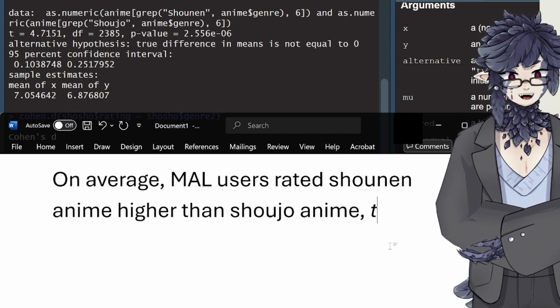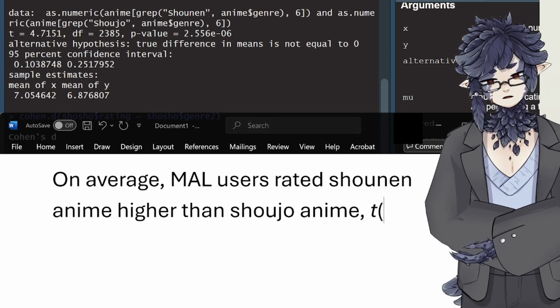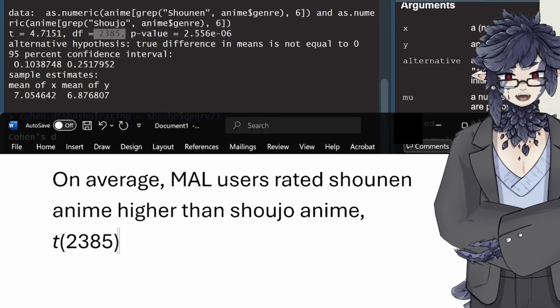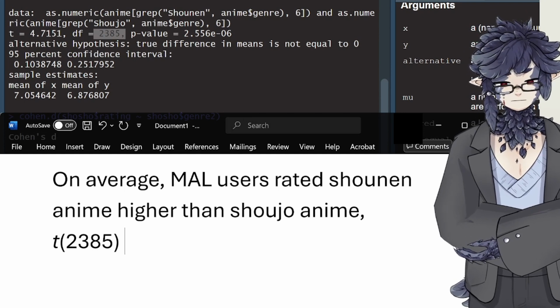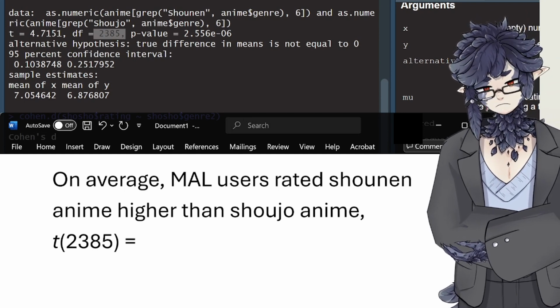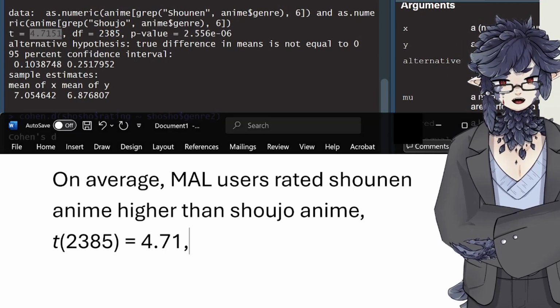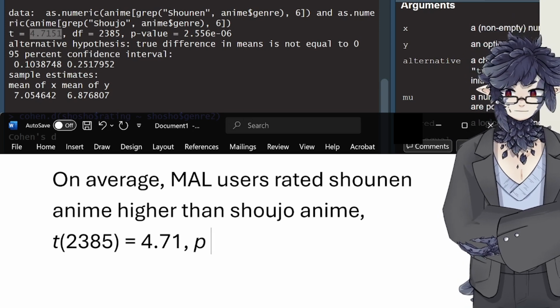We did a t-test using a t-distribution, so t on how many degrees of freedom? Well, 2,385. 2,385 degrees of freedom. The t-value that we calculated is 4.71. Remember, rounding to 2 decimal places. 4.71. The p-value that we got, now in this case, our p-value is very small.